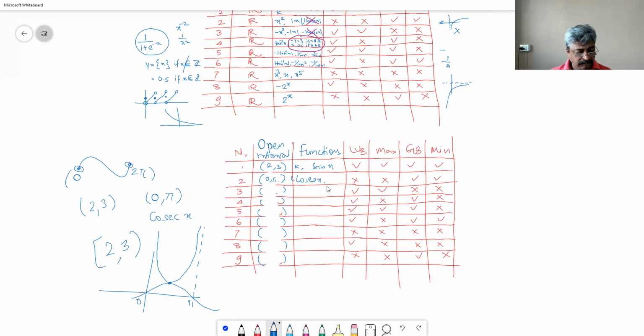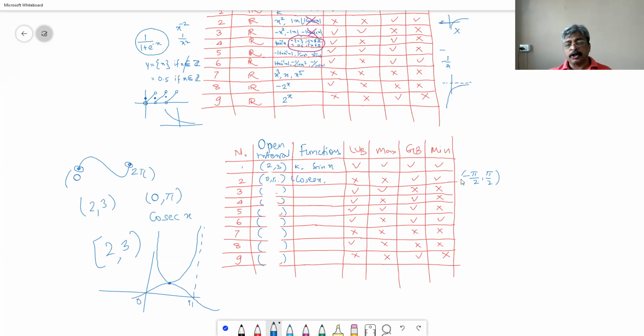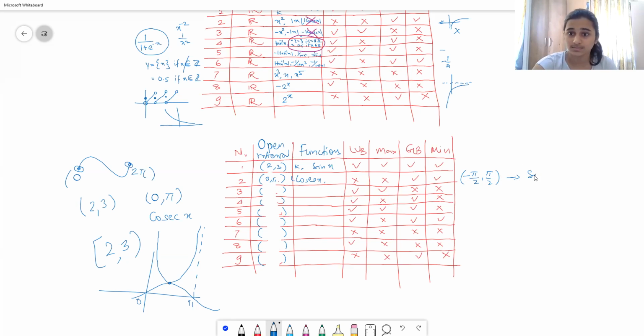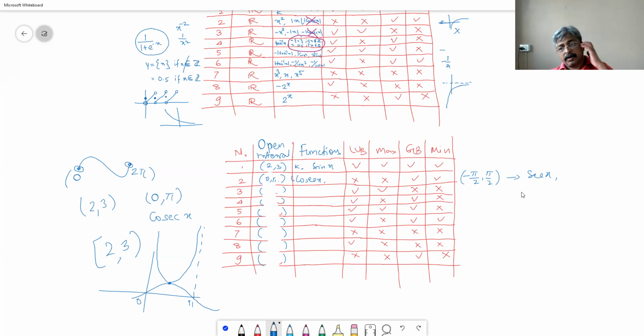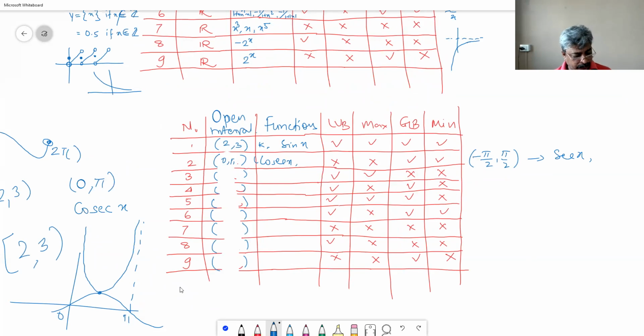Any other function for 2? Minus pi by 2 to plus pi by 2, y equal to sec x. Similar. Any other? Pranav, what is your function? Sir, mine is exactly the first one that Sakshi told you. Okay, cosec x. Take it.